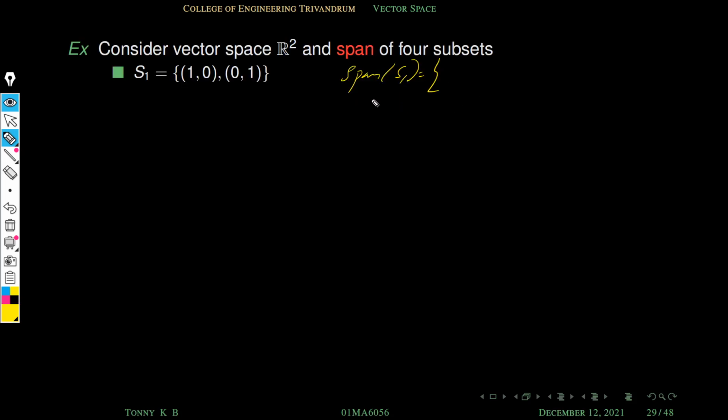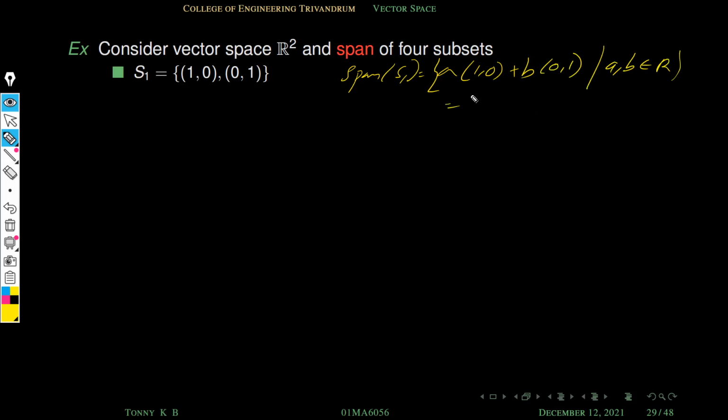Before defining the basis, we have to analyze this example. Consider the vector space R square and the span of 4 subsets. The first subset S1 is equal to {(1,0), (0,1)}. And what about the span of S1? By definition of span, it is the set of all linear combinations, right? So some a times (1,0) plus b times (0,1), where a, b belong to R. This is the definition of span.